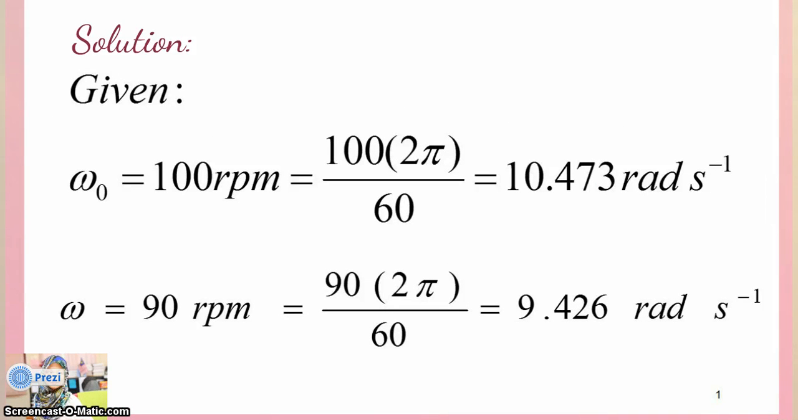Given from the question is the angular velocity, omega naught for initial, omega for final. We have to convert omega naught from rpm to radian per second by multiplying by 2 pi over 60. So we get the values for omega naught and omega in radian per second.